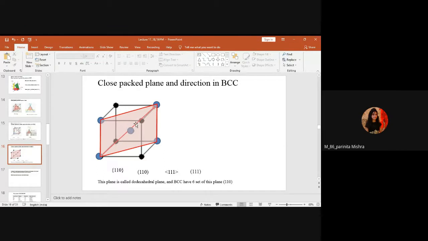111. Very good. 111, right? So that means suppose this is the direction. So the origin will be this one, obviously. As I told, always the direction should intersect the origin, right? So the origin will be this one, and the final position will be this one, right? So how to reach from here to here?